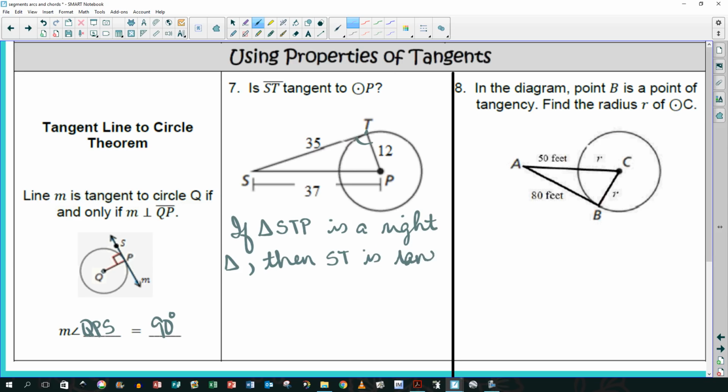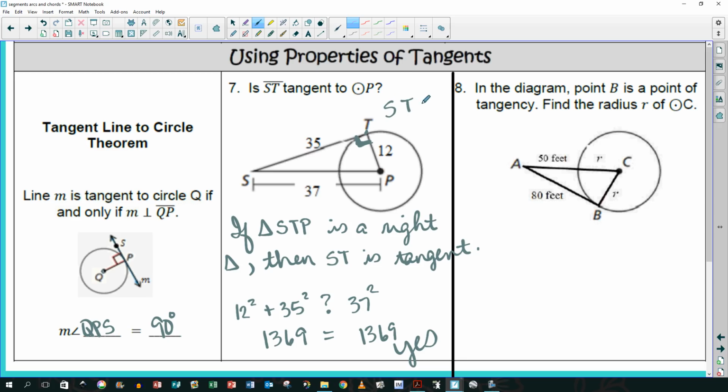I'm going to spill over here. So the way to check that is 12 squared plus 35 squared. Is it equal to 37 squared? So we get that those two add up to 1369. That one is 1369. Since it is equal, then yes, this is a right triangle. So that means that ST is perpendicular to TP.